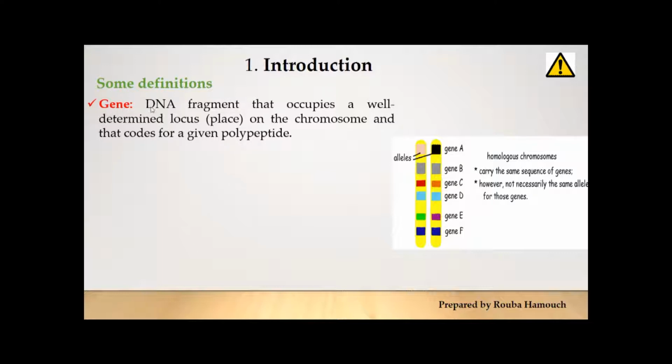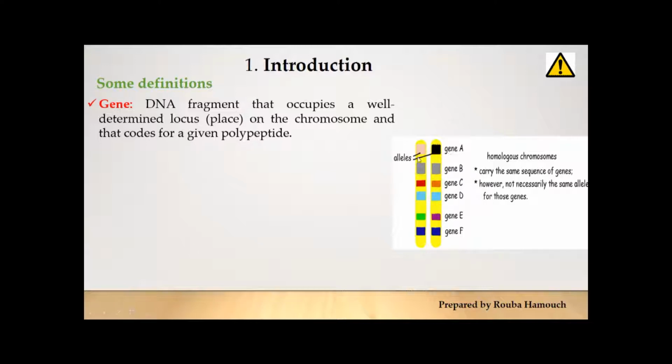A gene, if you remember, is a DNA fragment that occupies a well-determined locus or place on the chromosome and that codes for a given polypeptide or a given protein. As you can see in this picture, you have 2 homologous chromosomes, one from the mother and one from the father. And on the 2 chromosomes, you have different genes, gene A, gene B, gene C, D, E, and F. Each gene occupies a given place called locus on the chromosome.